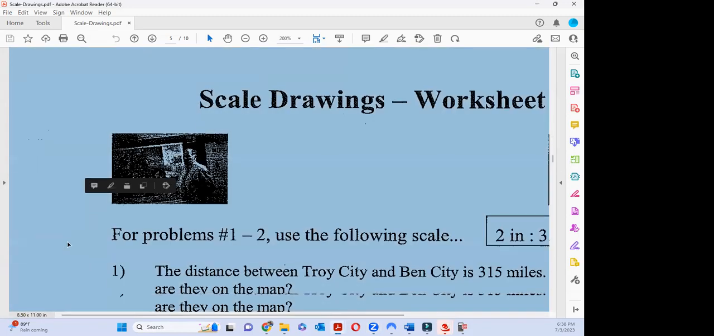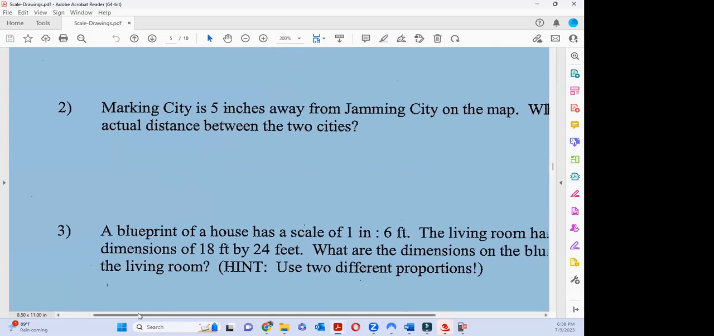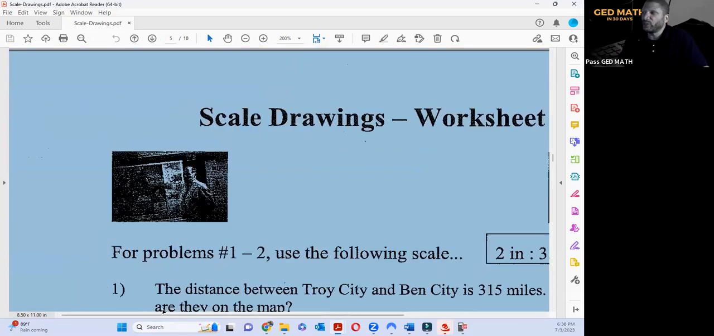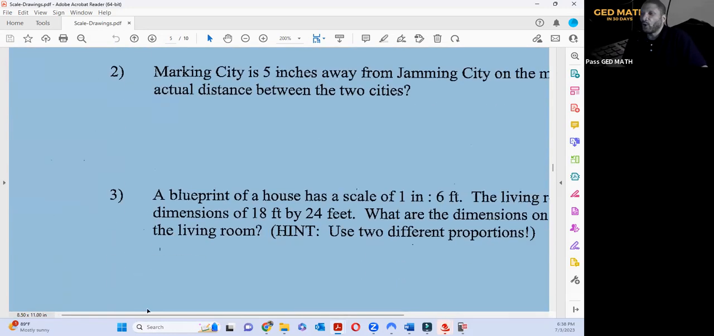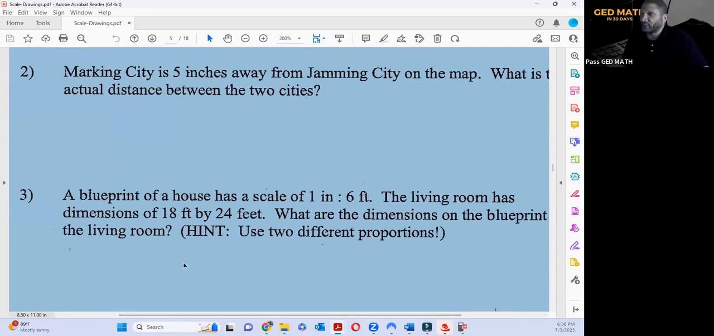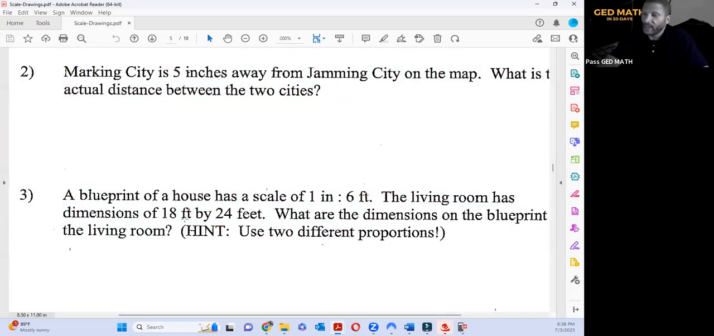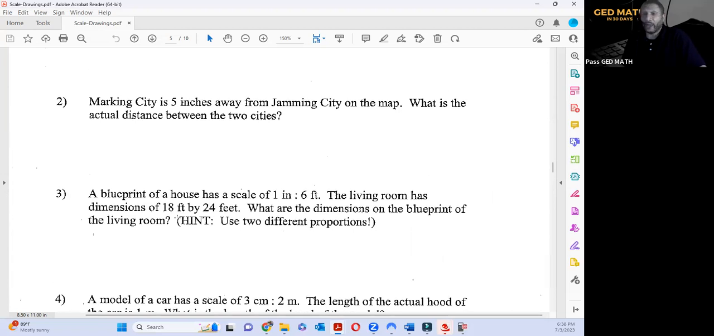All right, I'm just going to put up a jump out here. But this is what you want to remember, though. You see what we're doing right now? We're laughing. We're having fun, so there's no pressure on us. If I make a mistake, what's going to happen? Nothing, right? Okay. So marking city is 5 inches away from jamming city on the map. What was the actual distance between the cities? So, Brandy, how would you start this problem?